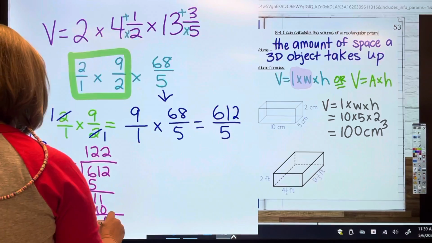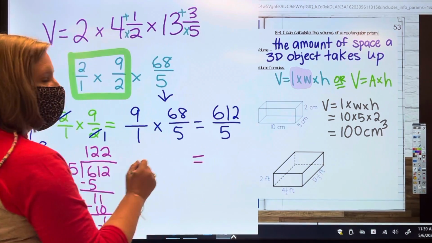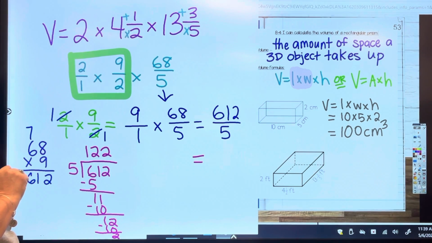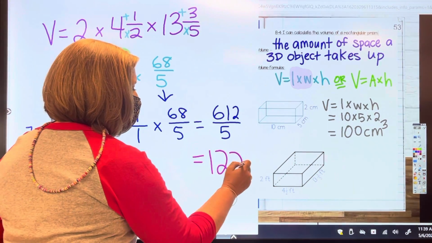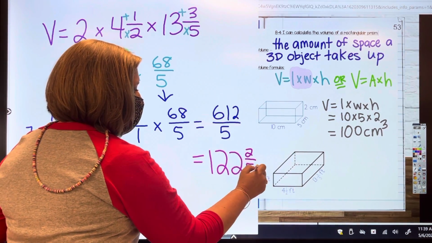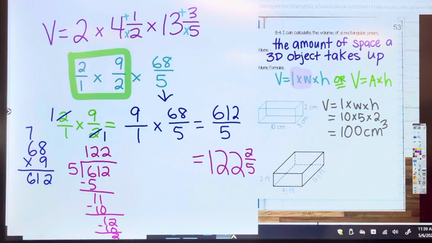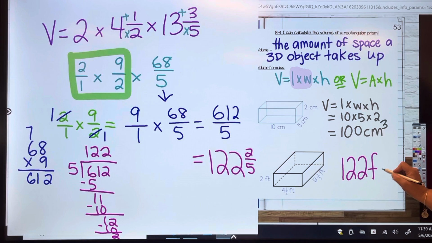All right, what's my whole number? I got 120. And how many are left over? 2. What are my units? Feet cubed. Okay? Feet cubed.